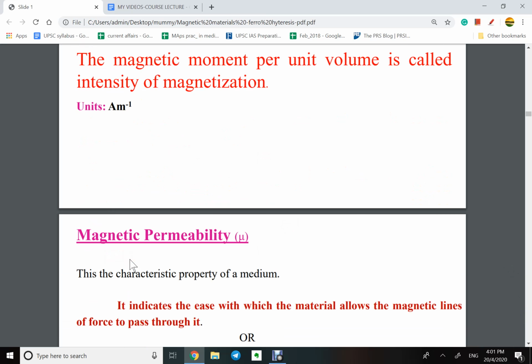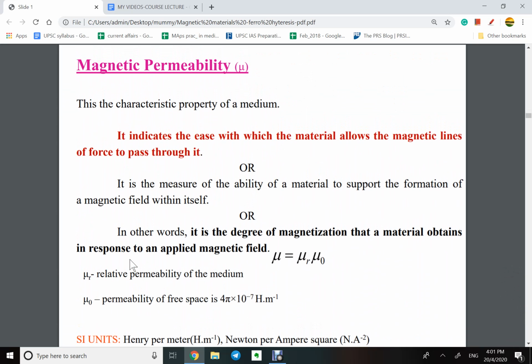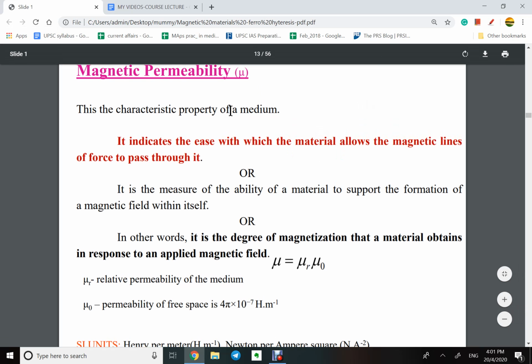So next we'll go to the next definition, magnetic permeability. Look at the word permeate. Have you heard of the word permeate? From that word the permeability is understood. So the magnetic lines, how much they permeate into the material. The more they permeate into the material, the more is the magnetization that they can acquire. So this is the simple way of understanding the meaning for magnetic permeability, which is also denoted by the symbol mu.